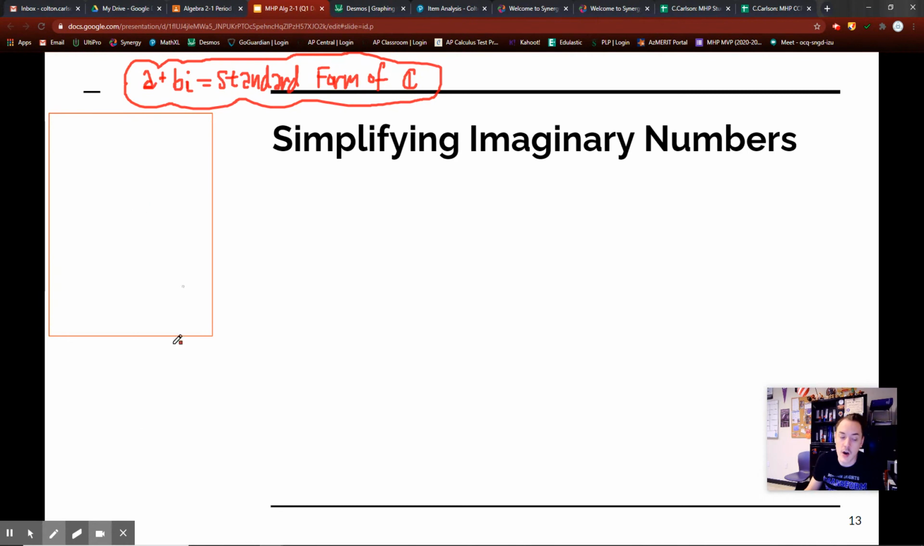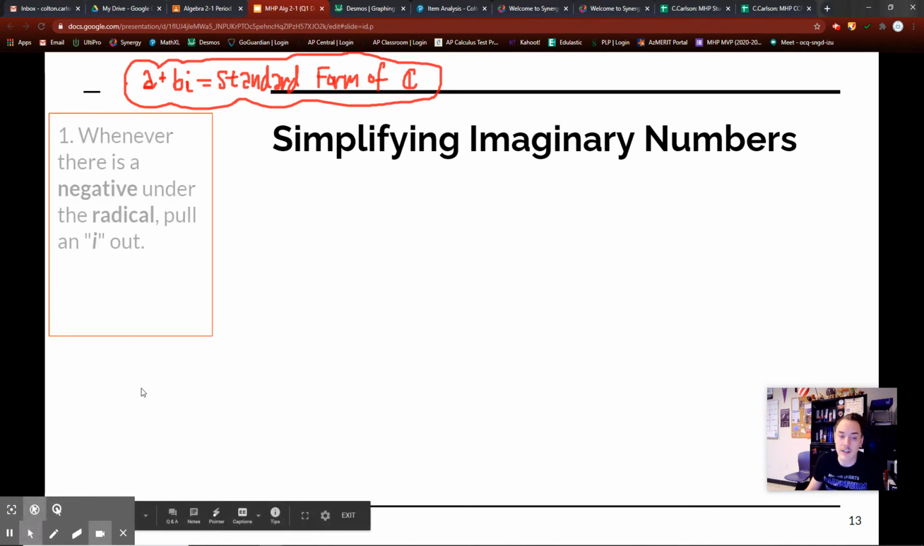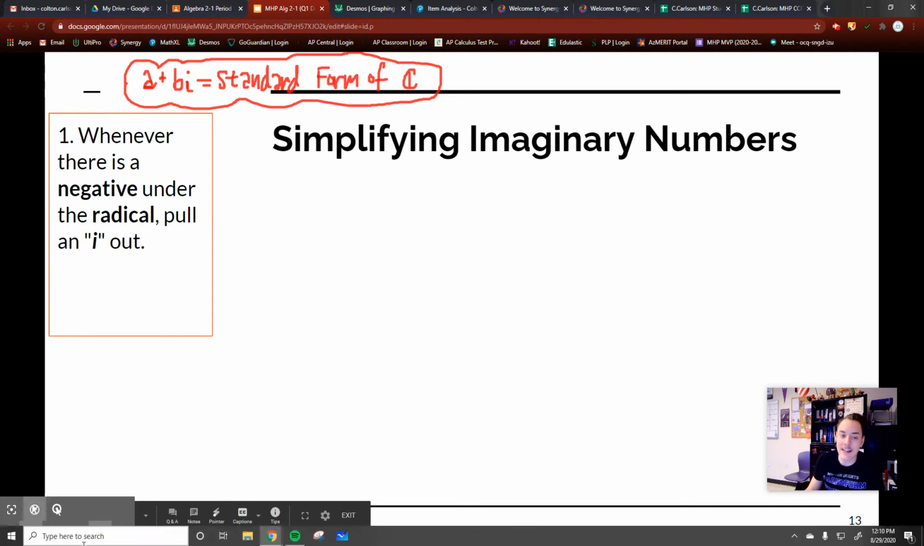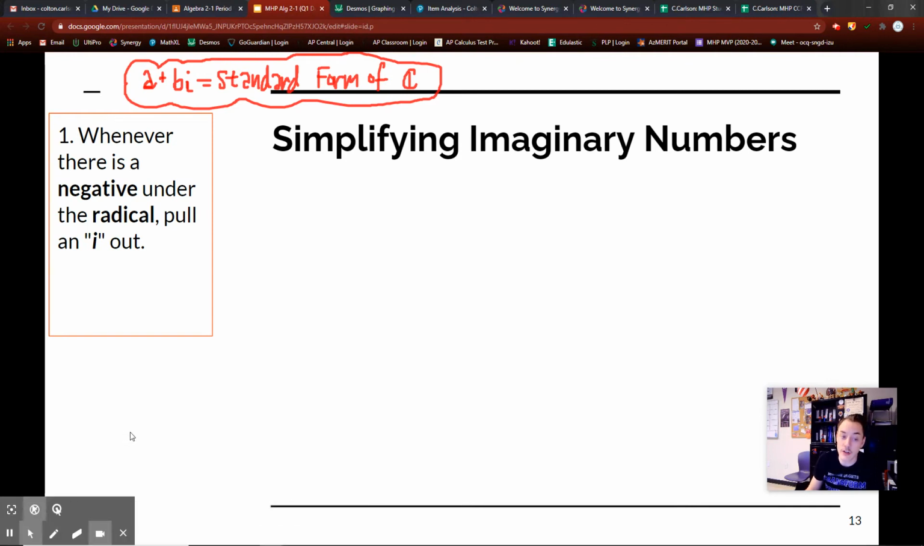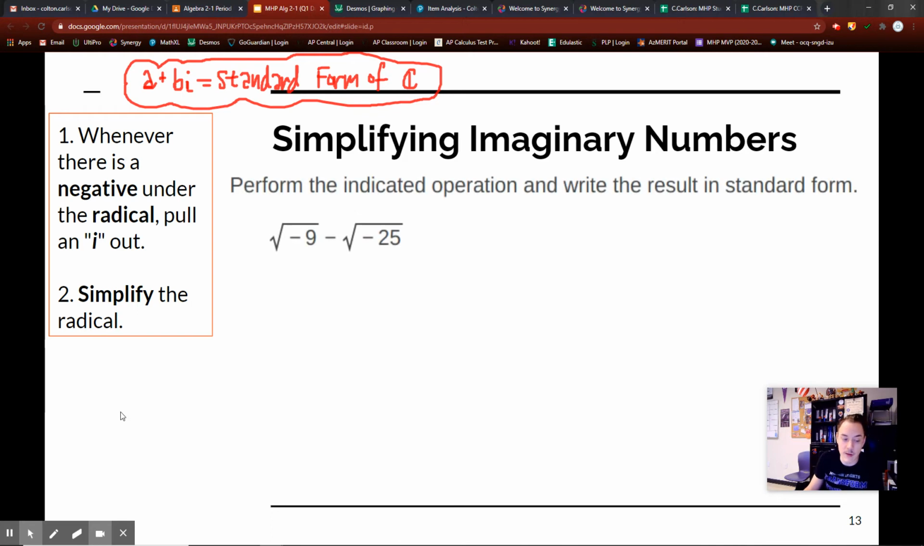So I'm just going to let you know that that's what Math Excel will more than likely ask for. Here are your steps. Number one, whenever there's a negative underneath the radical, pull an i out. Okay, I'm going to show you what that means. And then of course we're going to simplify the radical afterwards. So this is going to be our first example.